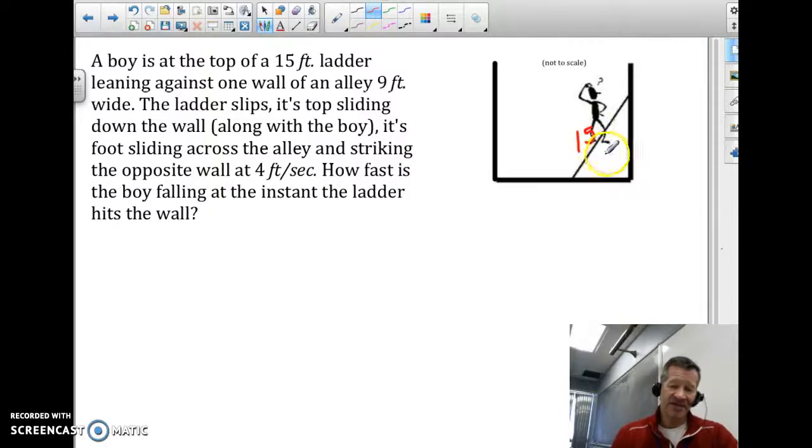Now, it's leaning against the wall of an alley 9 feet wide. So this entire alley, and obviously you can see it's not to scale here, is 9 feet wide. That is not changing.